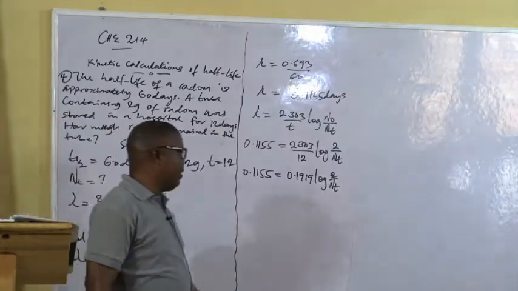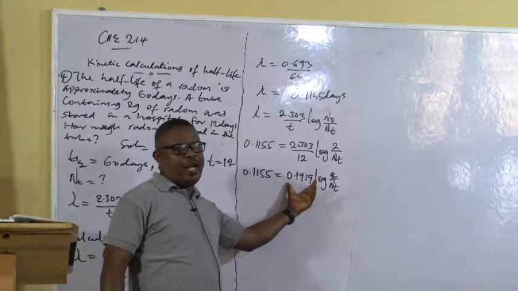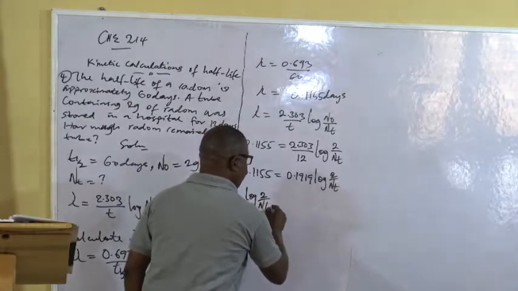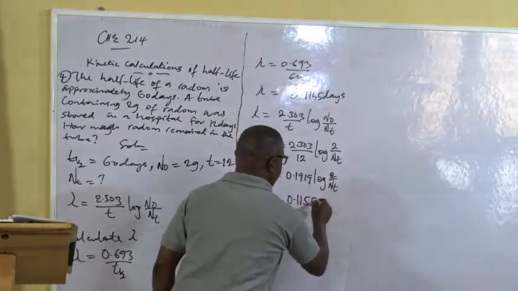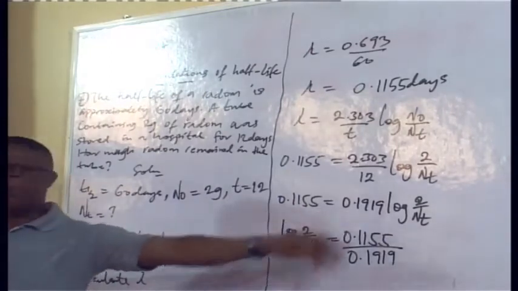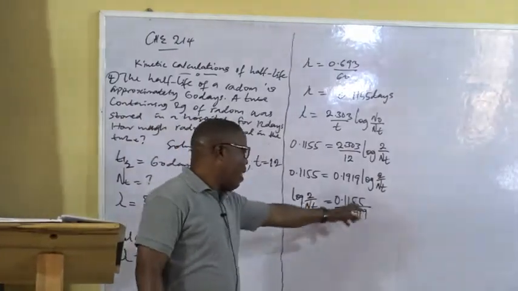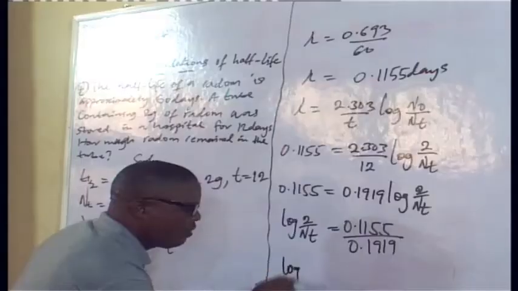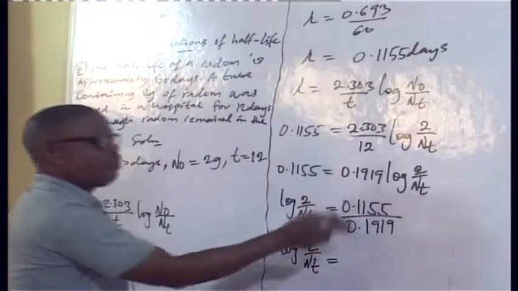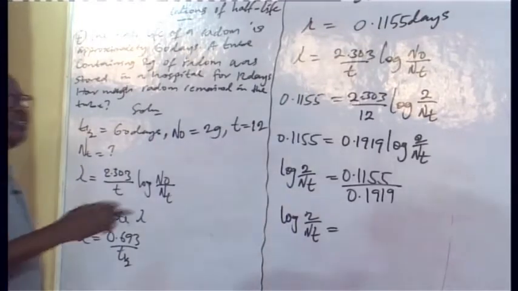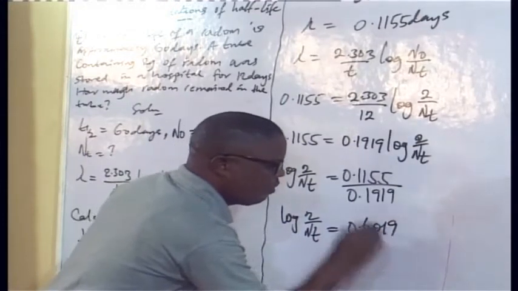So the next thing to be done here is to divide both sides by 0.1919. That means we have logarithm of 2 all over Nt is equal to 0.1155 all over 0.1919. Dividing both sides by 0.1919, we divide 0.1155 by 0.1919. Logarithm of 2 all over Nt is equal to, if we divide this, what is it giving us? We'll have 0.6019.